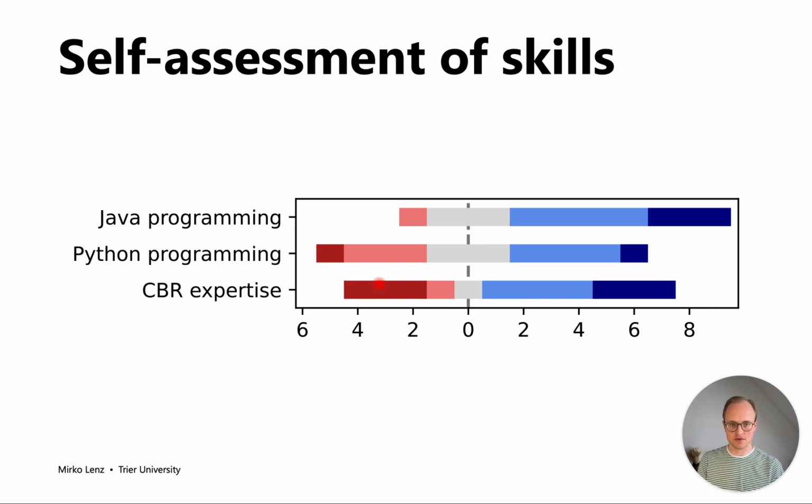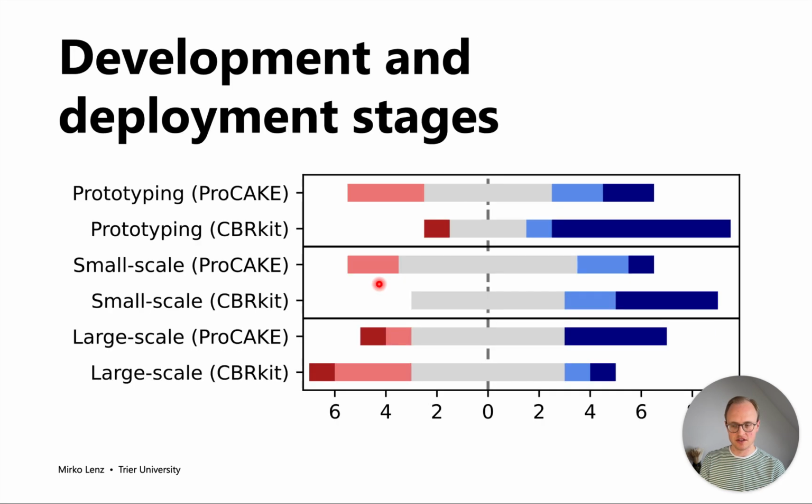When asked about the proposed development and deployment stages, the participants said that they see CBRkit mostly in the prototyping to small scale scenarios, so single user applications, for instance, whereas larger scale or even cloud-based approaches tend to be seen as more fitting for ProCake. And the participants also noted that this is mostly due to ProCake being more mature and also being written in Java, which is considered to be a bit better for enterprise.